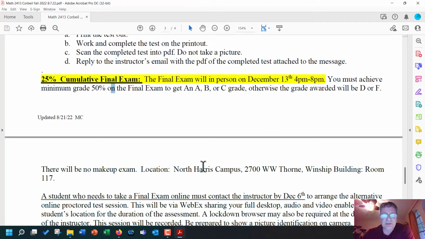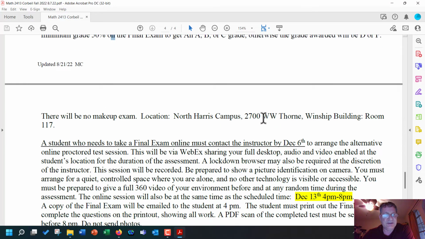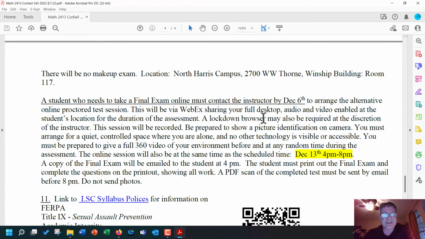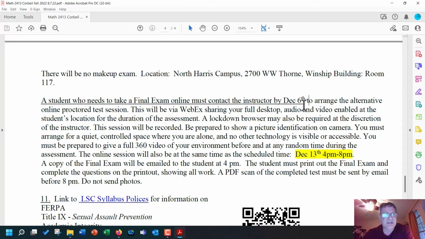The location is going to be room 117 in the North Harris campus. The address is here. I'll remind you of that when the test starts coming up. If you absolutely need to take the test online, that is an option, but you do have to contact me to arrange for the online proctored test session.